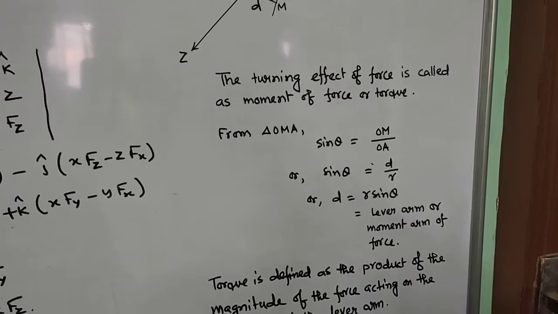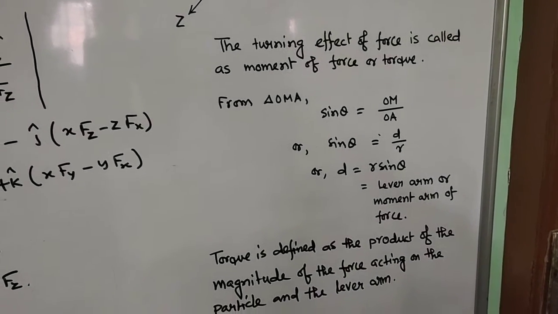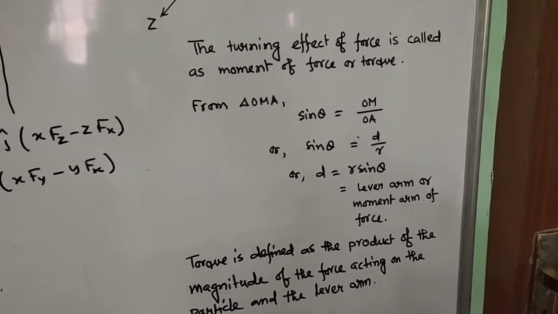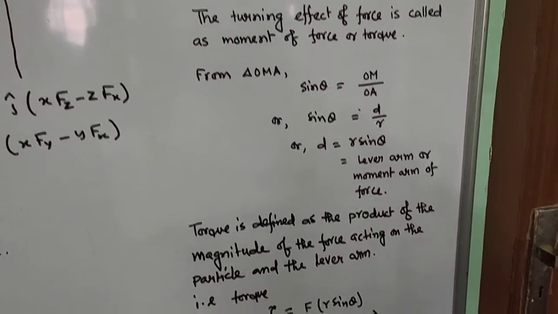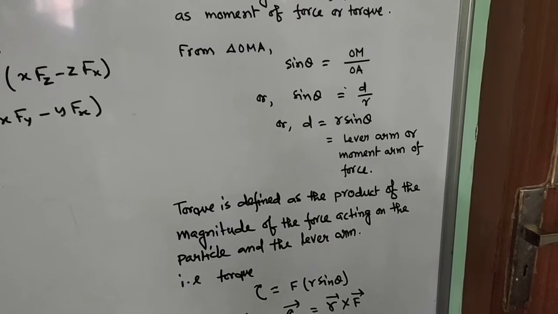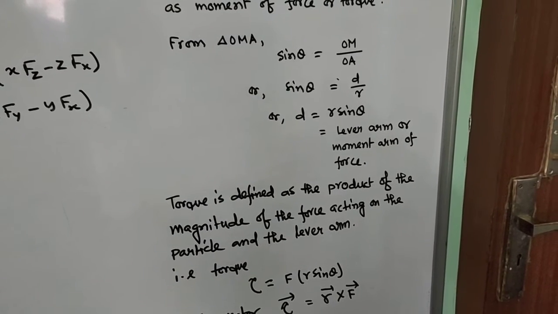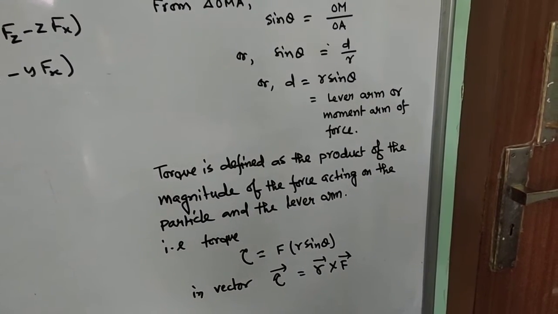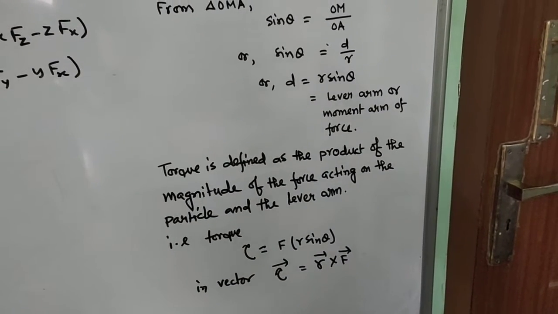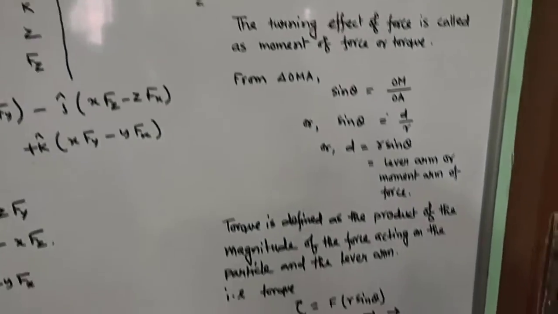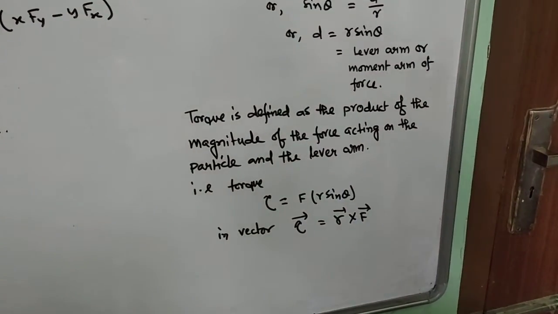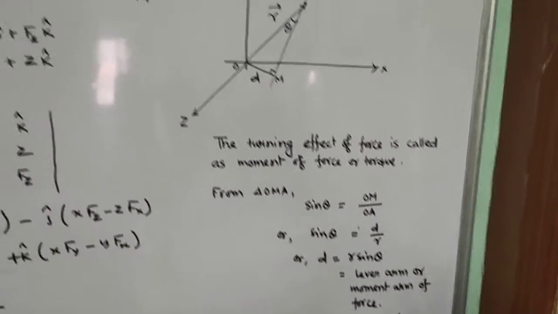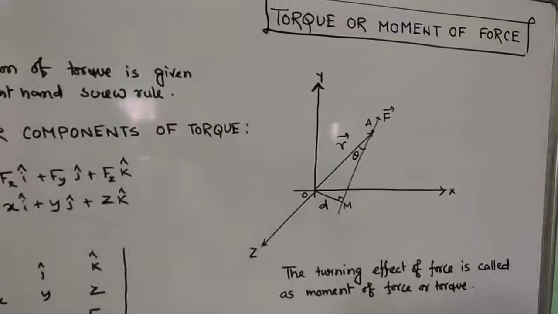Now as per the definition, torque is defined as the product of the magnitude of the force acting on the particle and the lever arm, and the lever arm is your small d. So torque equals, as per the definition, F times d, which is F r sin theta. So in vector form you can say tau vector equals r vector cross F vector. So this is the rotational impact of force, the moment of force, and that one we define as torque.